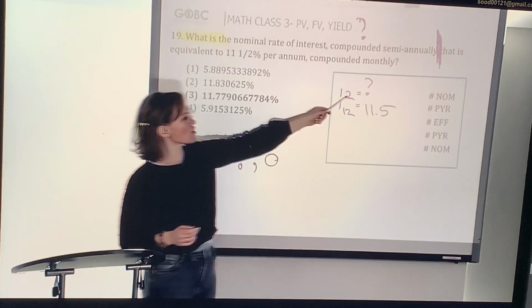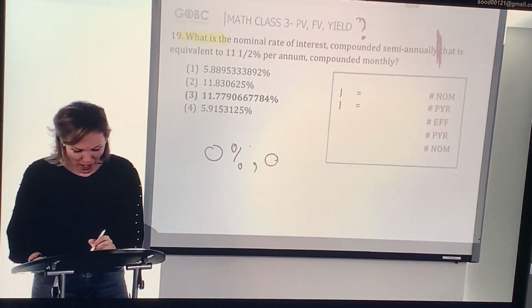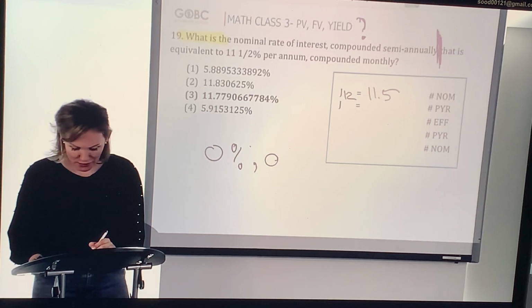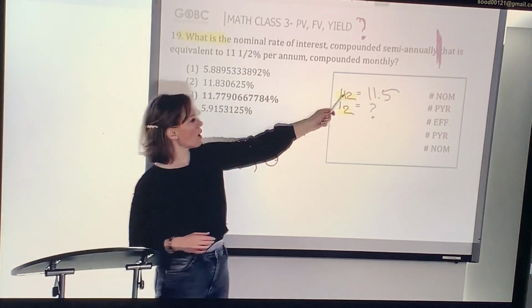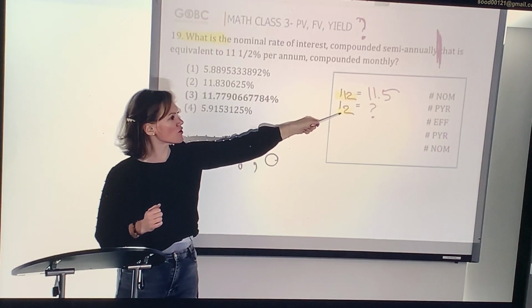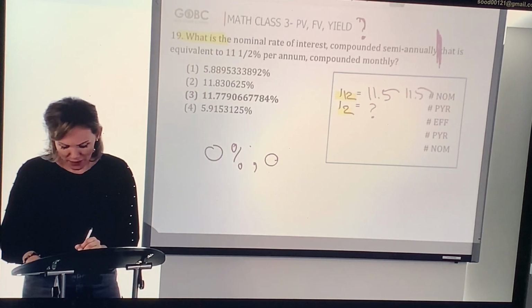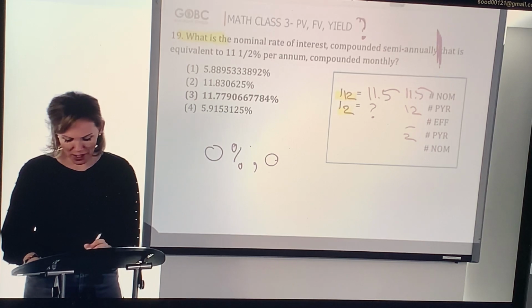And what we're looking for is the J2. So I should actually reverse them. What we have is monthly 11.5, and what we're looking for is the J2. Okay, so that's better, so we stay consistent. J12 is what we have and J2 is what we're looking for. So we have to take that and convert it to J2. That's the simple part. So 11.5, and then 12 is what we have. We're going to convert it to what we're looking for, that 2 P/R. So let's do that right now.